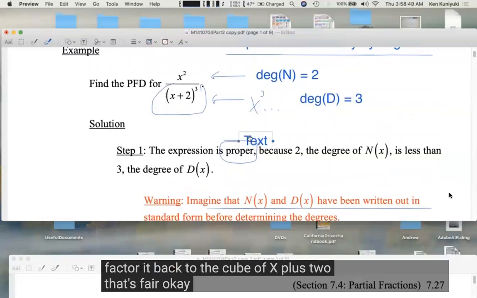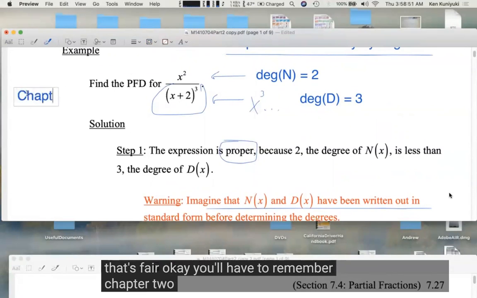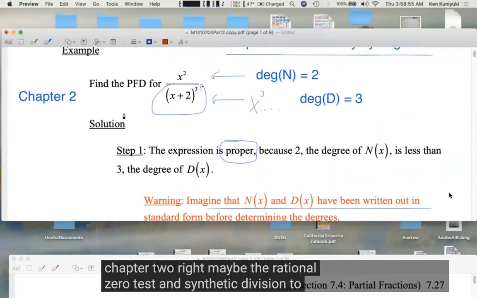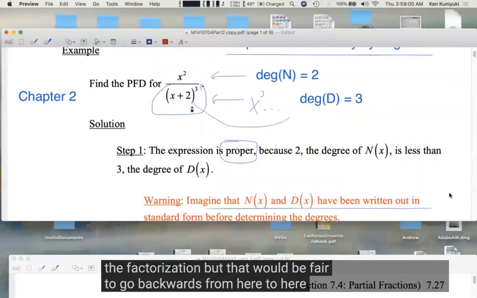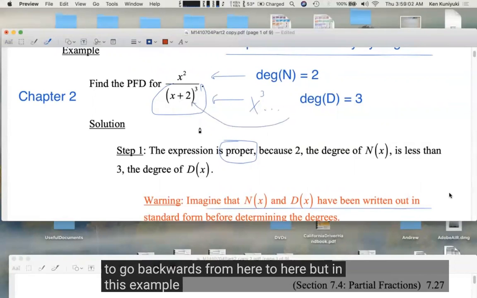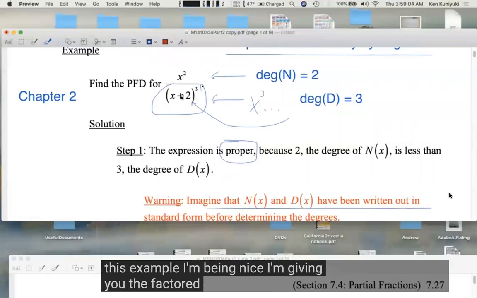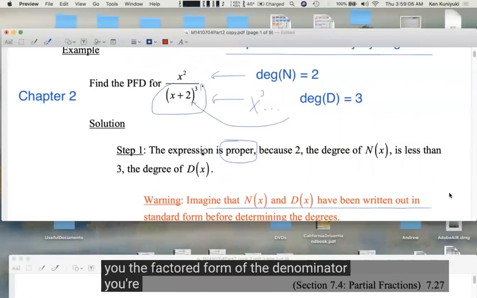That's fair, okay? You'll have to remember chapter 2, right? Maybe the rational zero test and synthetic division to get the factorization, but that would be fair to go backwards from here to here. But in this example, I'm being nice. I'm giving you the factored form of the denominator. You're welcome.